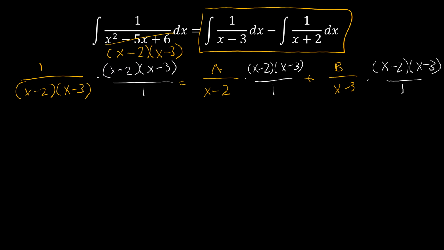So as we can see, I would then end up canceling all of my factors on the left side, leaving me with 1. And on the right side, I would end up with x minus 2 canceling, which gives me a times x minus 3, and x minus 3 canceling, which leaves me with b times x minus 2.